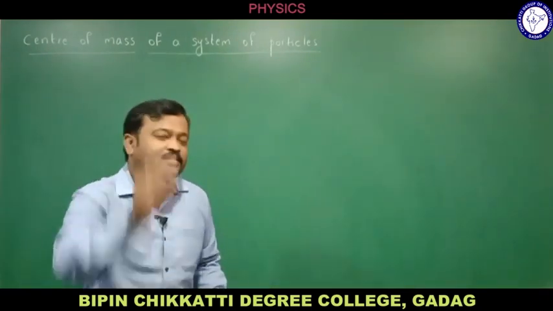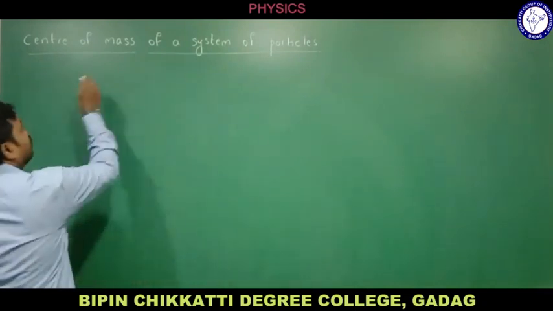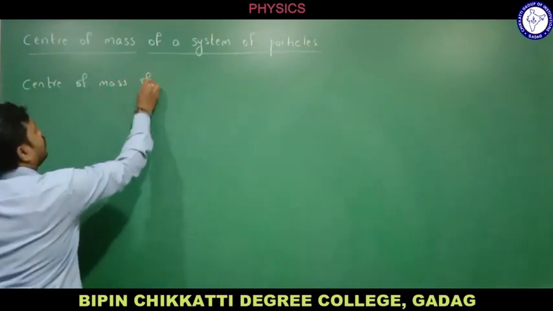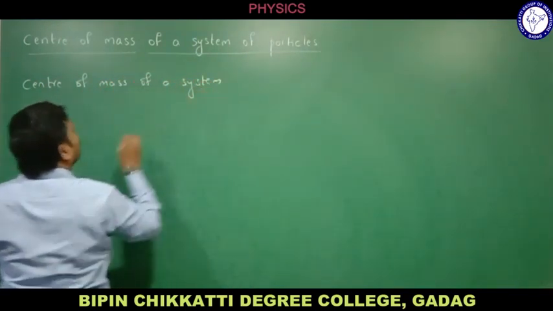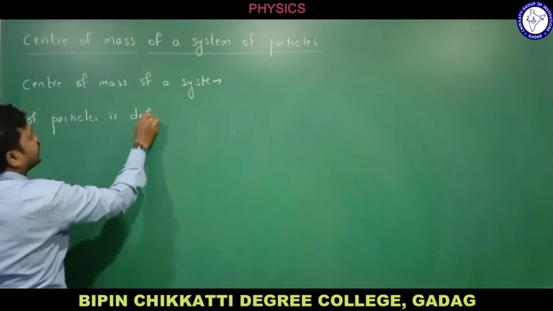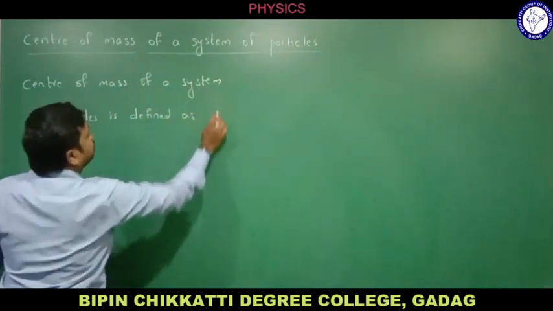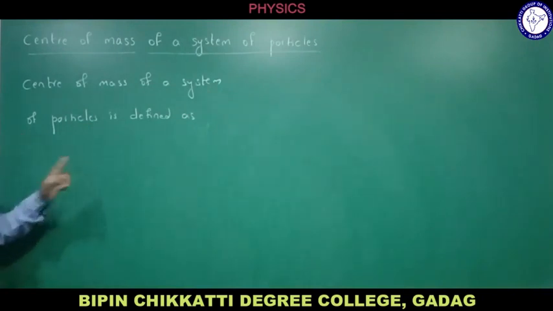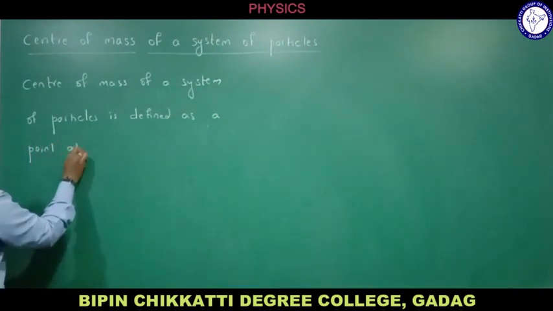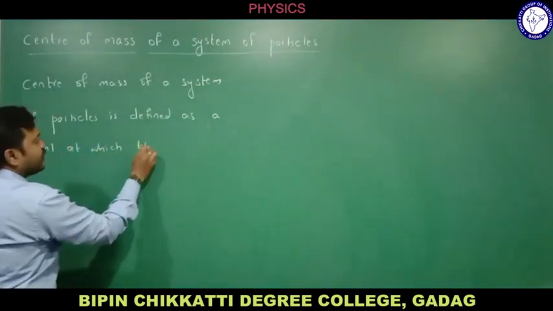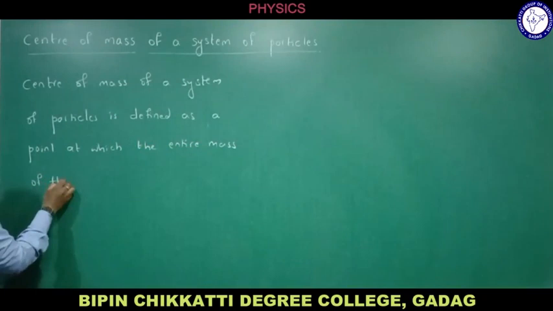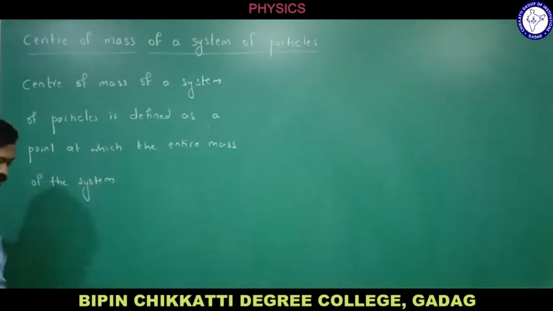Do you remember? Center of mass is a point. Now let us check it out. What is center of mass of a system of particles? Center of mass of a system of particles is defined as a point at which the entire mass of the body, or entire mass of the system. Body is nothing but a system of particles, right?